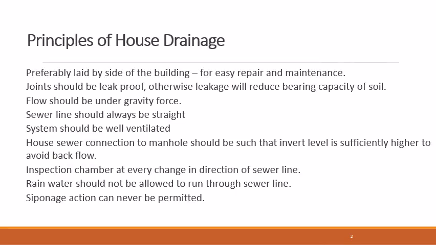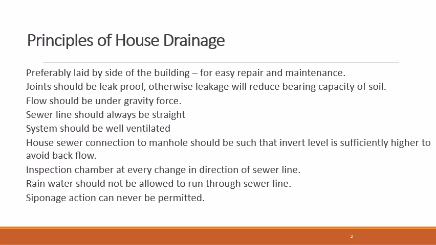First, the principle of the house drainage system: it is preferably laid by the side of the building for easy repair and maintenance. The joints should be leak proof, otherwise leakage will reduce the bearing capacity of the soil. The slope should be under gravity force, the sewer line should always be straight, and the system should be well ventilated.